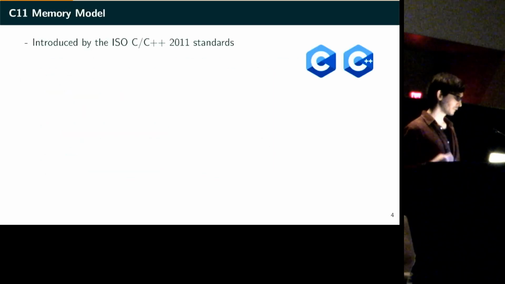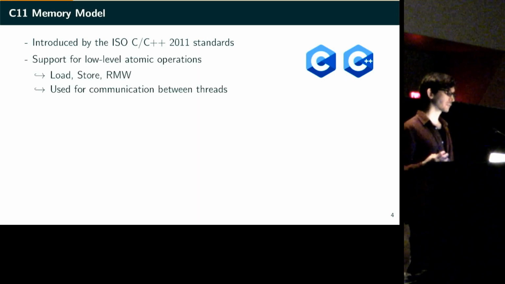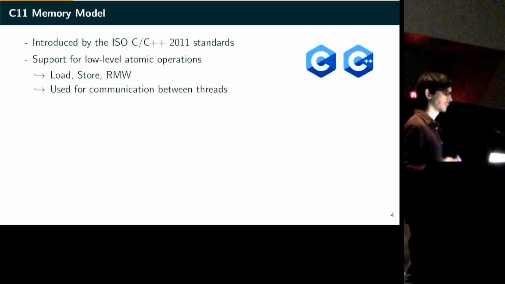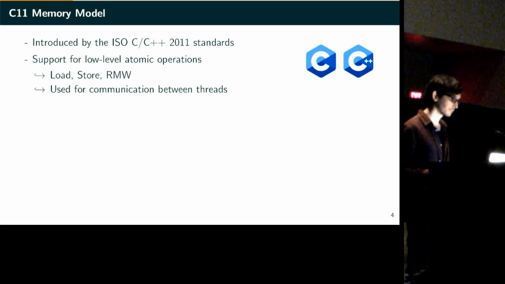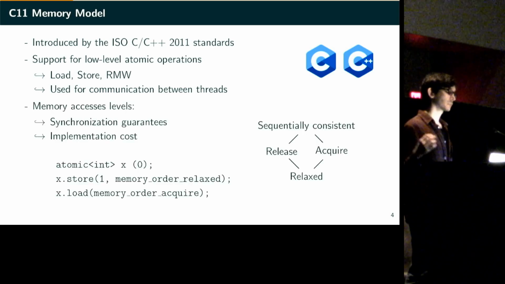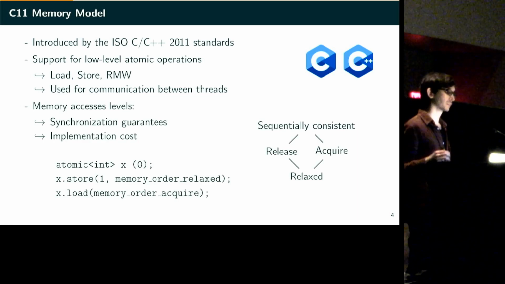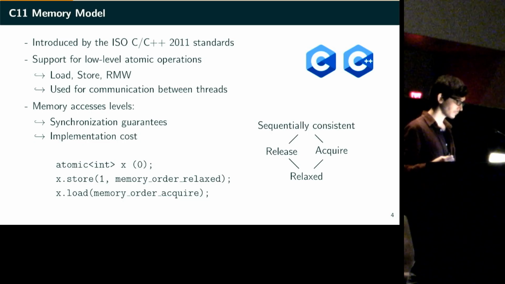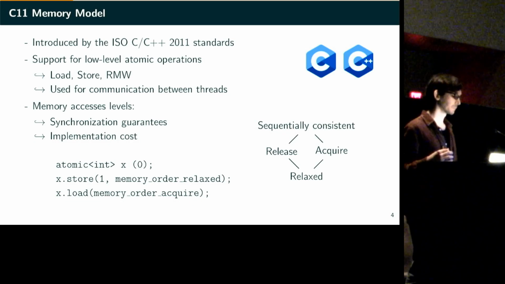So I would like to first briefly talk about the C11 memory model. C11 is the underlying memory model behind the C and C++ programming languages. These languages have support for low-level atomic operations, which are load, store, and what's called a read-modify-write, or RMW. The purpose of these atomics is to enable communication between threads. An important component of these atomic operations is their memory access level. Each atomic operation has an associated memory access level, and different memory access levels have different synchronization guarantees and costs associated with them. The available memory access levels are shown on the right.